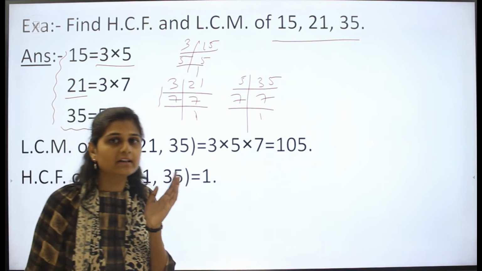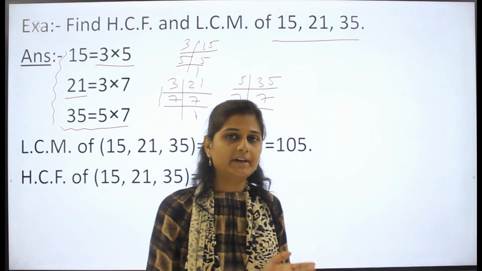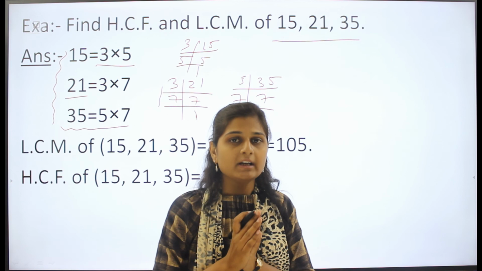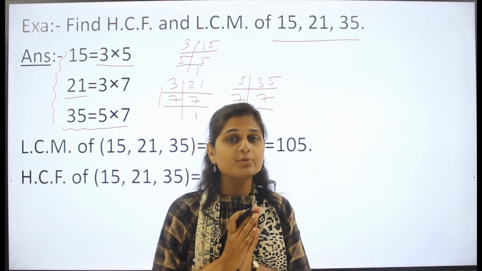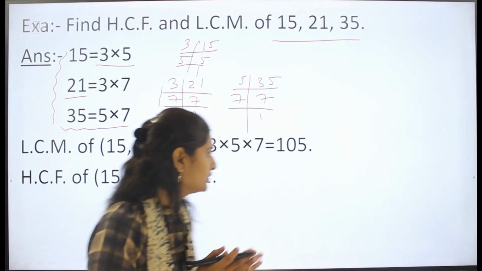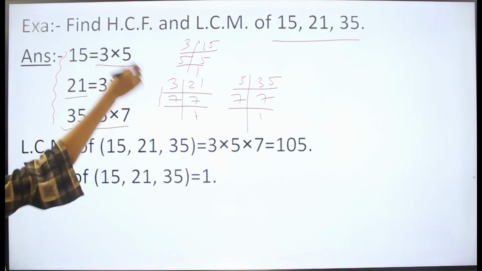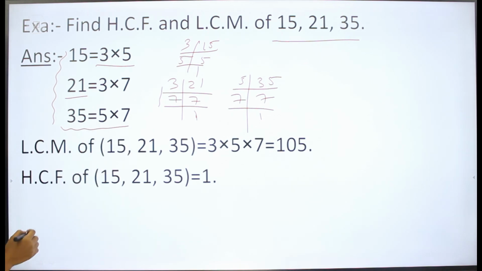Okay, now we will find the LCM and then we will find the HCF. So for the LCM, how can we find it? The factors we have found. Now we have to take out the common value. So which value is common among these values? No value is coming common among the three values.